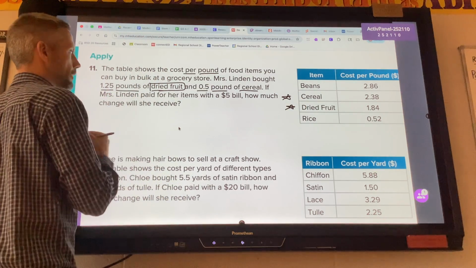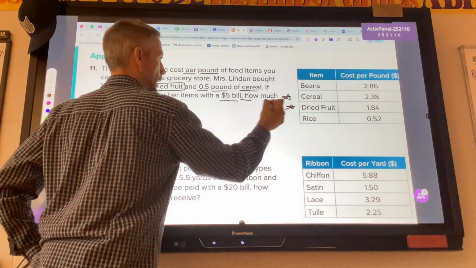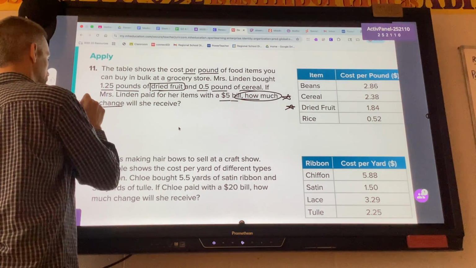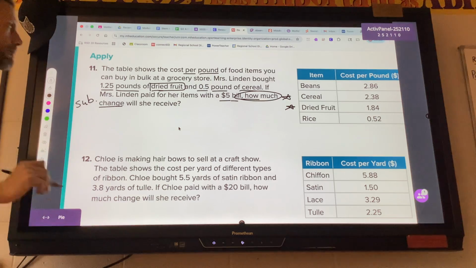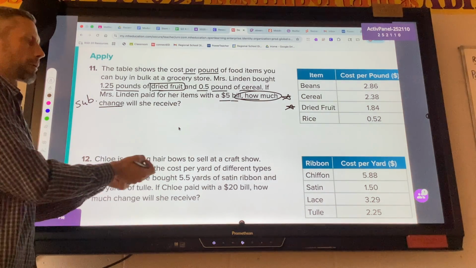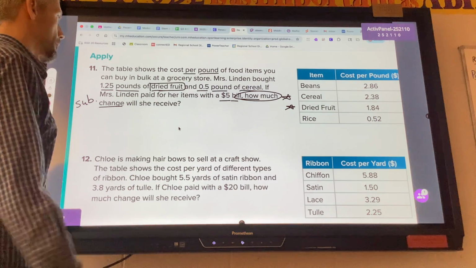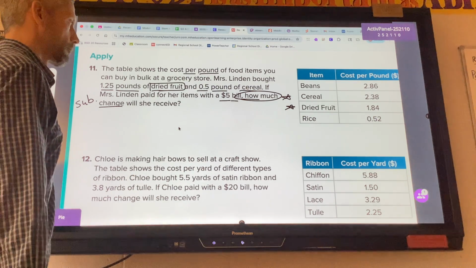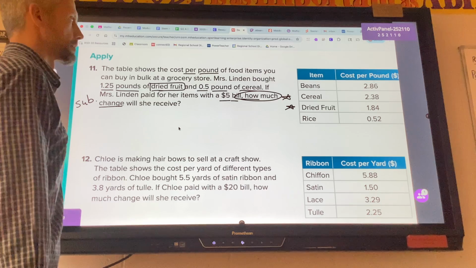If Mrs. Linden paid for her items with a $5 bill, how much change, which I think is going to be subtraction, because we're going to subtract how much she has to pay from how much she actually gave the person, okay? So first thing we need to do is figure out how much she paid for these items.